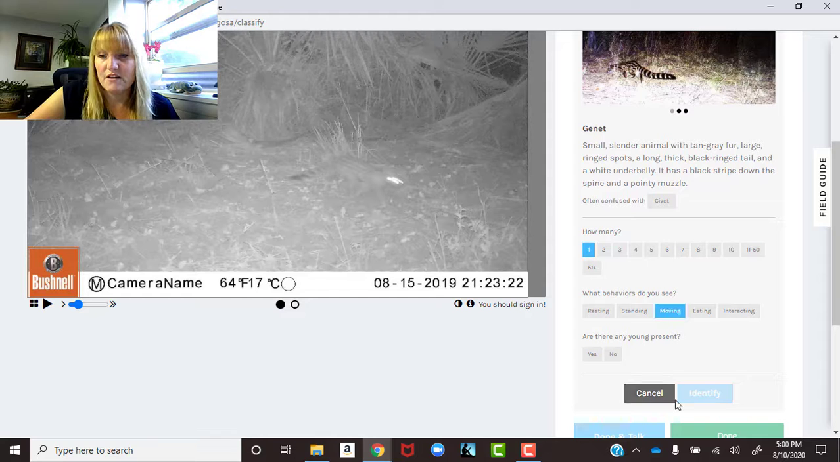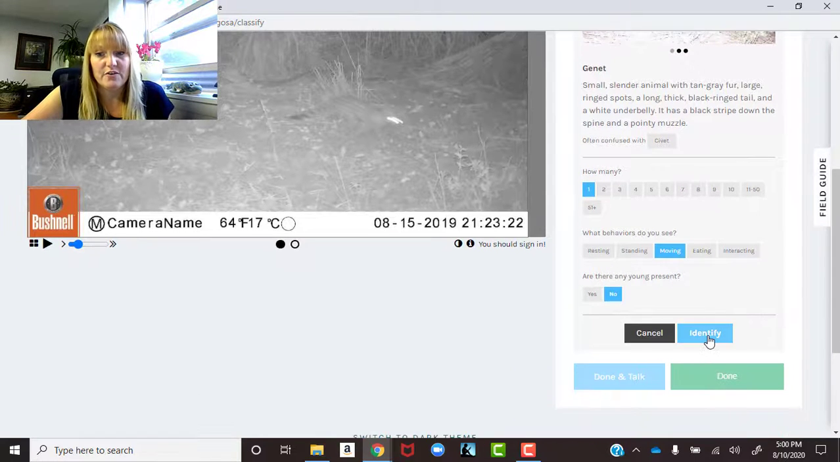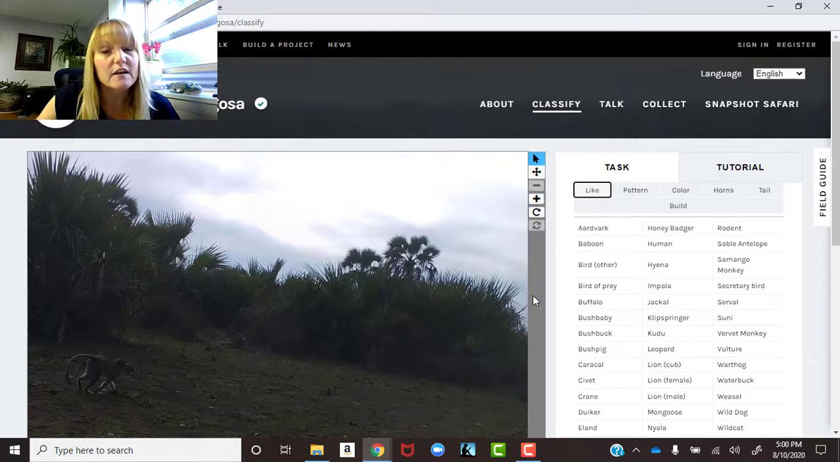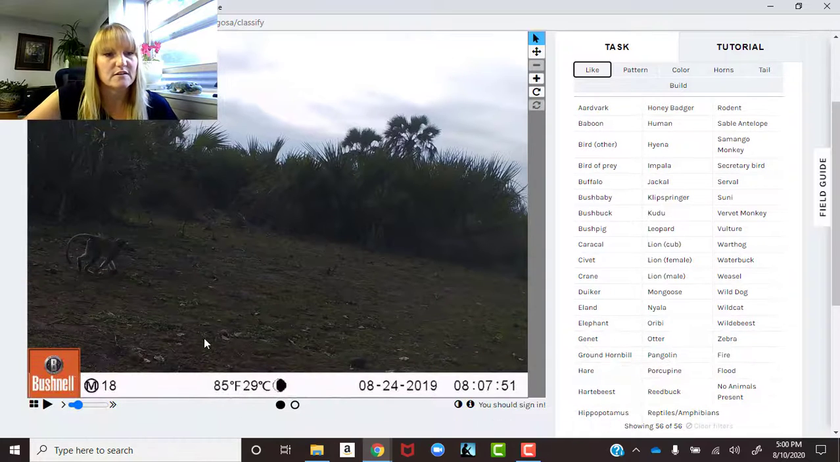There's one. He's moving, she's moving, I don't know. No young. Identify, done. Don't forget to write it down on your paper. Genet. Hey, that's kind of cool. You don't see carnivores a lot.